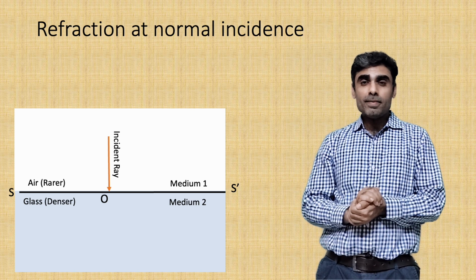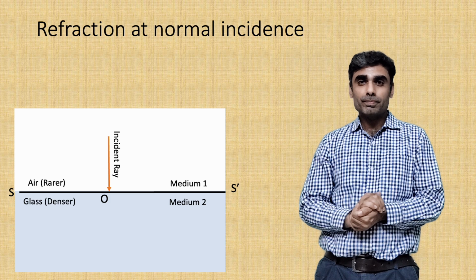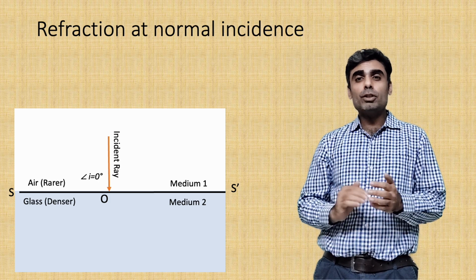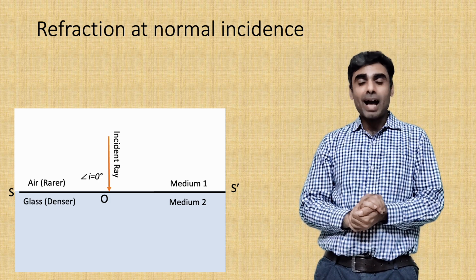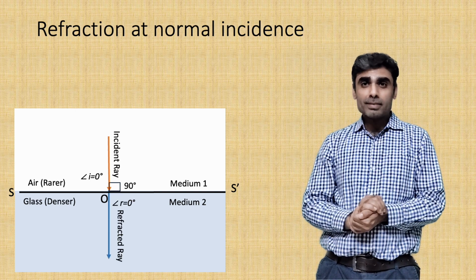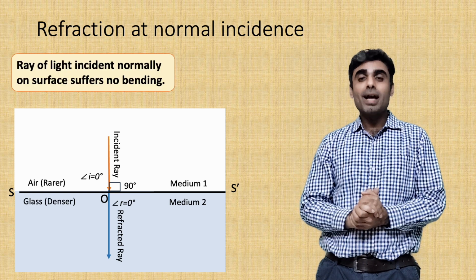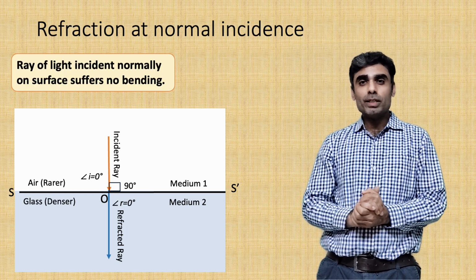You can see here that the incident ray is coinciding with the normal. Angle I is equal to 0 and angle R will also be equal to 0. In this case, there is no deviation from the original path. Delta is also equal to 0.